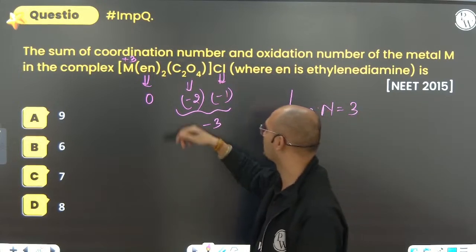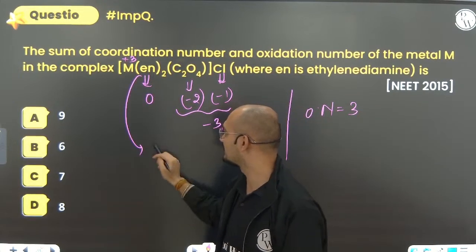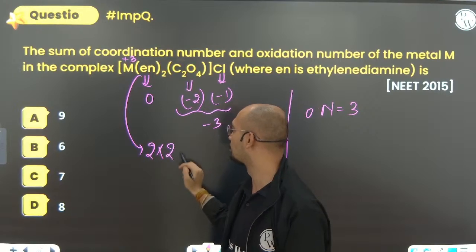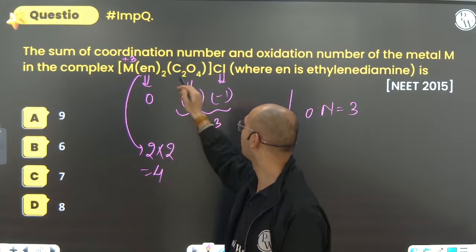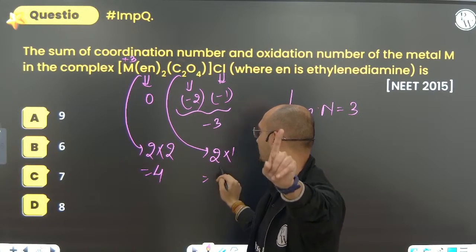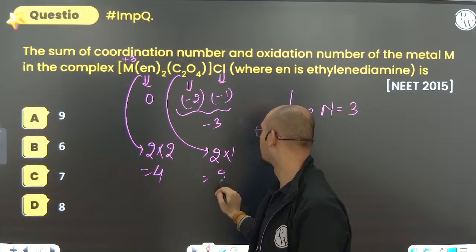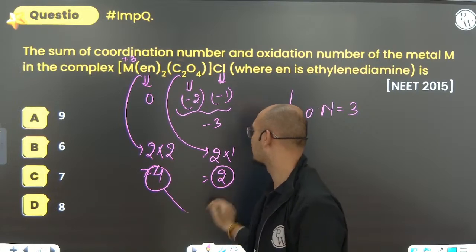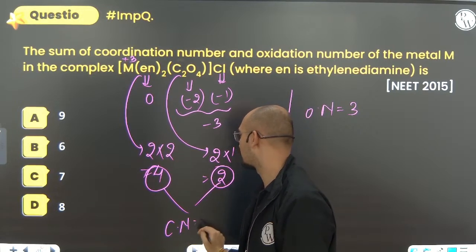What about the coordination number? Ethylene diamine, tell me what is the denticity? 2. And how many ethylene diamine are there? 2. So how many is there? 4. And what about C2O4 oxalate? It also has denticity 2. But how many oxalate are there? 1. So therefore 2 ones are 2. So what does the overall coordination number come out to be? Coordination number equals 6.